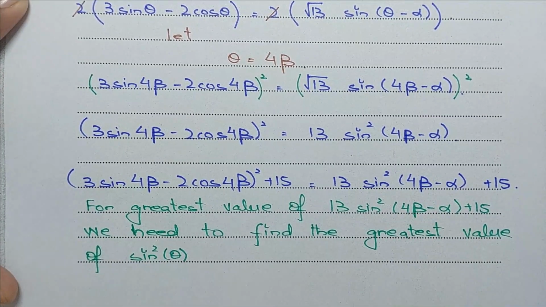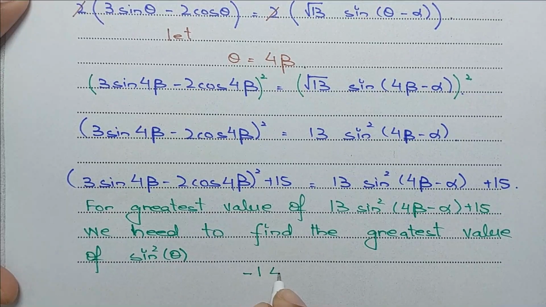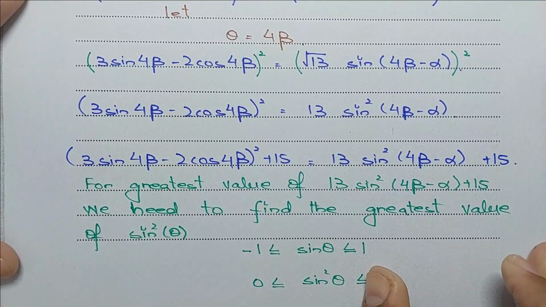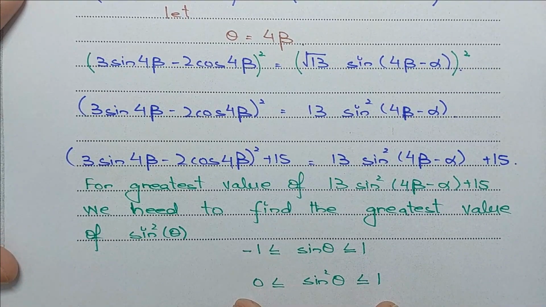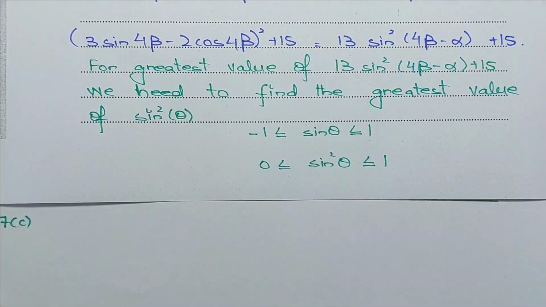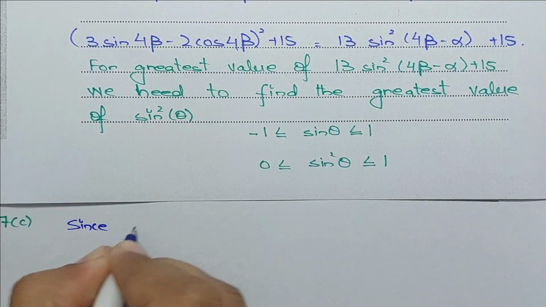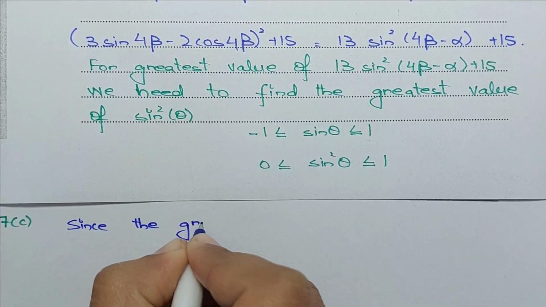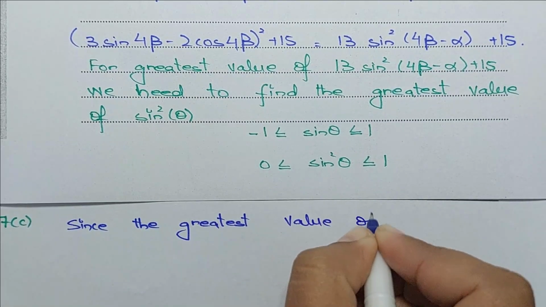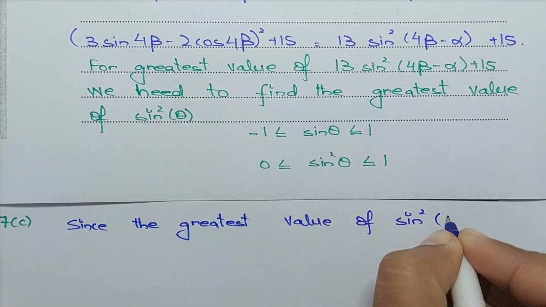Let's say this would be theta. As we know, sine lies between minus 1 and plus 1, and sine squared theta lies between 0 and 1. Sine is between 1 and minus 1 and its square is between 0 and 1. So what is the greatest value of sine squared? The greatest value of sine squared is 1. So just put this equal to 1. We can say the greatest value of sine squared of something is 1.